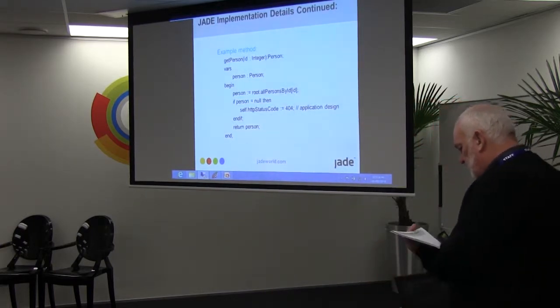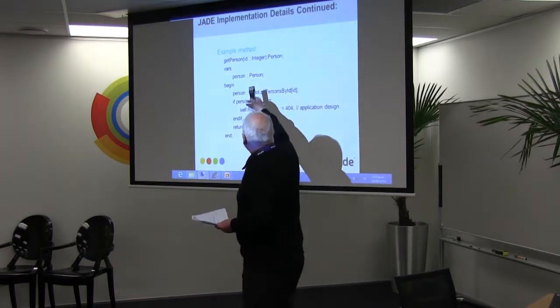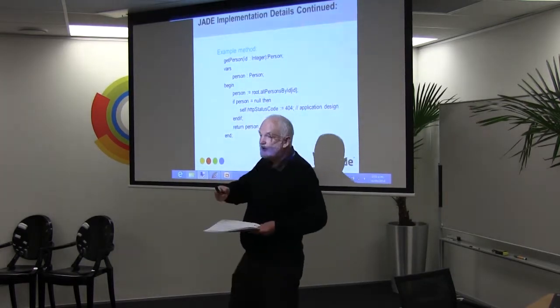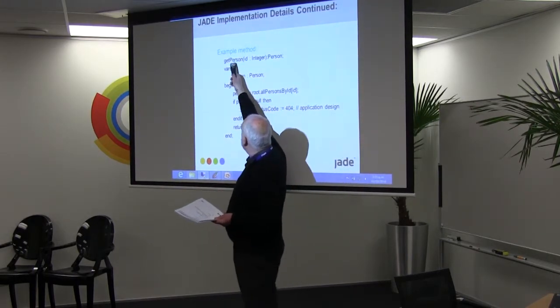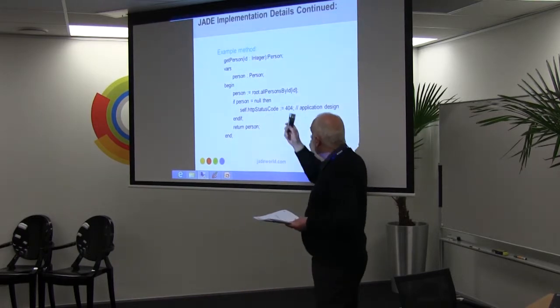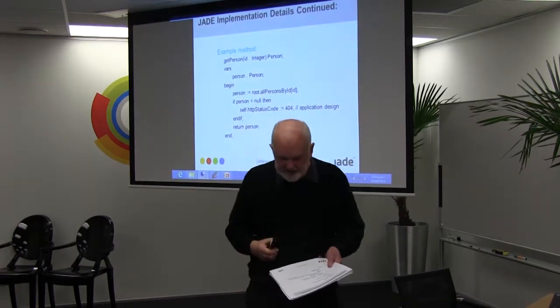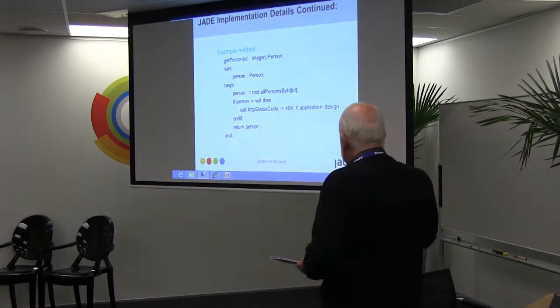If we look at an example of a method for getPerson, you'll see that we have defined it as expecting one parameter, being the ID. That ID must be in the URI. So we will have a URI that has /person/ID, and that ID will be converted to an integer and passed through to the method when it's called.